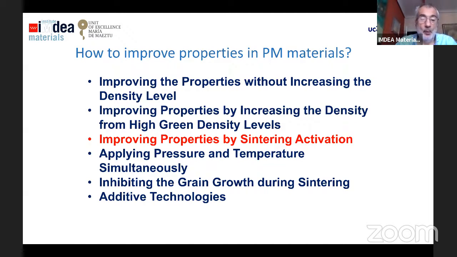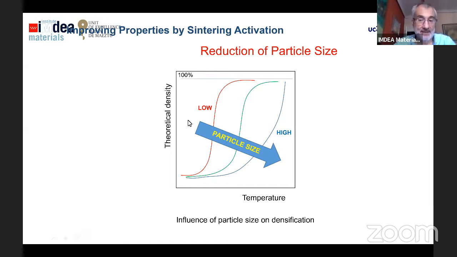Of course, we can improve properties by activating the sintering process. We can do it in different ways. One way, of course, is reducing the particle size. If we reduce the particle size, for the same temperature, we can reach much higher density, the more we decrease the particle size. With small particles, for instance, 5 microns, 10 microns, against 20, 30, 40, 50 microns, we can reach full density, maybe with a 100, 200 degrees lower sintering temperature. So this is a real advantage of using fine particle size.